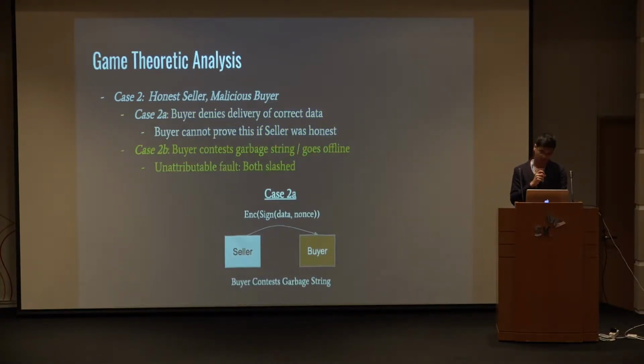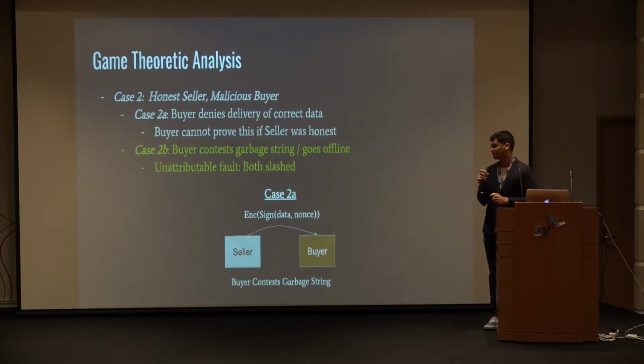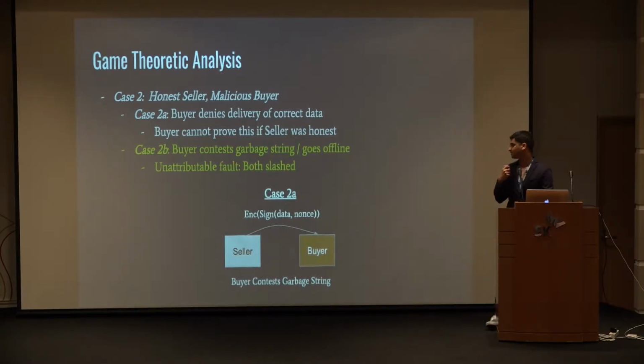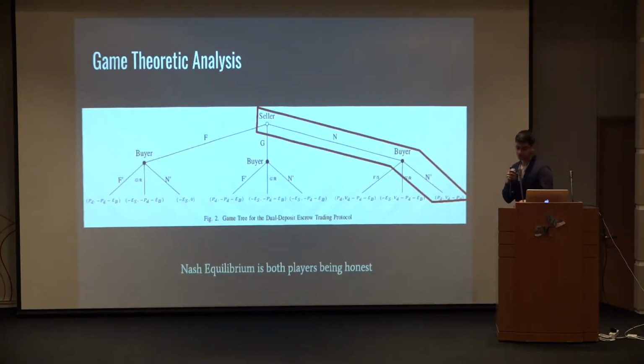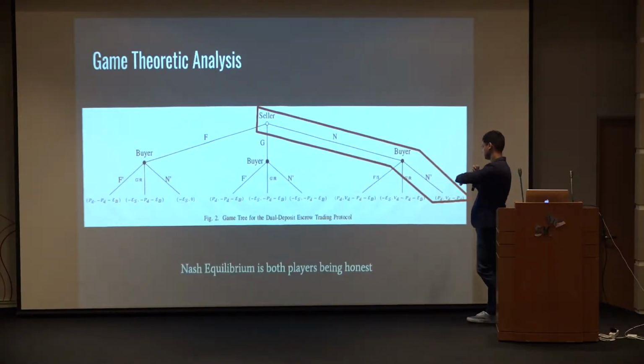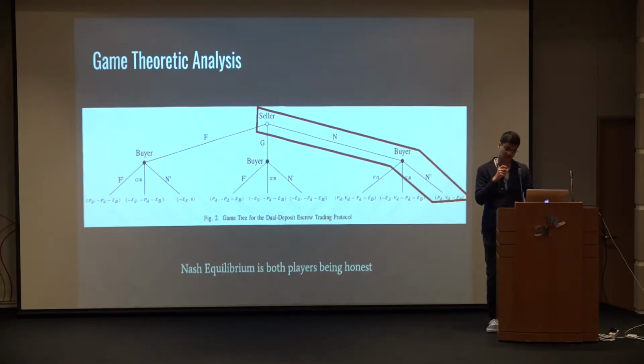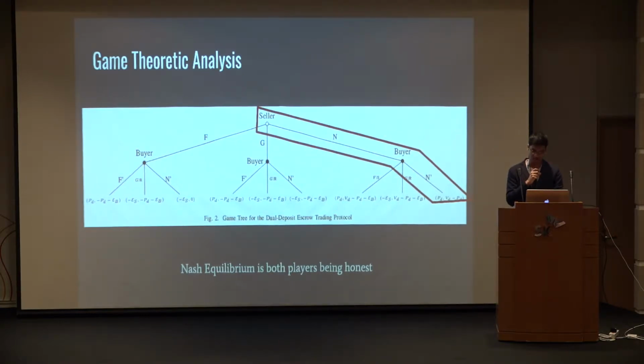And the last case is where the buyer says, I received a garbage string, which might just be the buyer receiving the correct data, but saying that I received a garbage string. This is an inattributable fault because the seller might actually have sent a garbage string. And so both of them are basically slashed. And so the subgame perfect Nash equilibrium is both of them playing honestly after you do the game theoretic analysis.